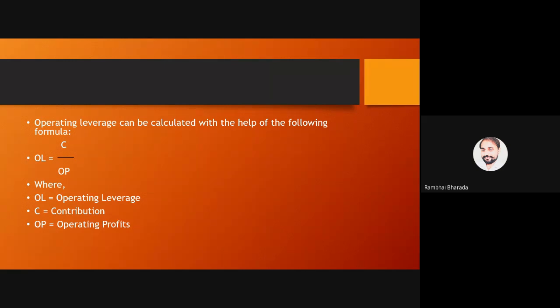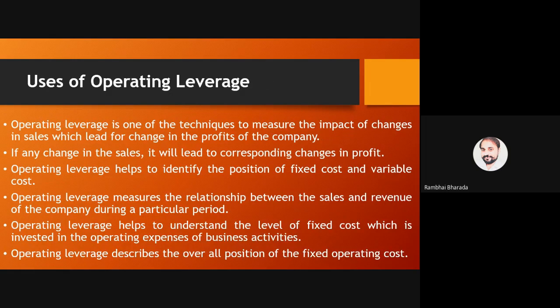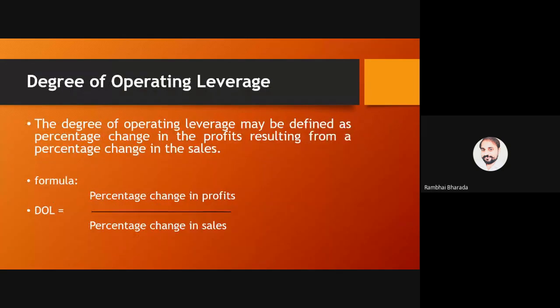Good. Now operating profits. Your operating profit, OP, means profit before interest and tax, which we call PBIT, profit before interest and tax. Okay, now this is only the operating leverage.